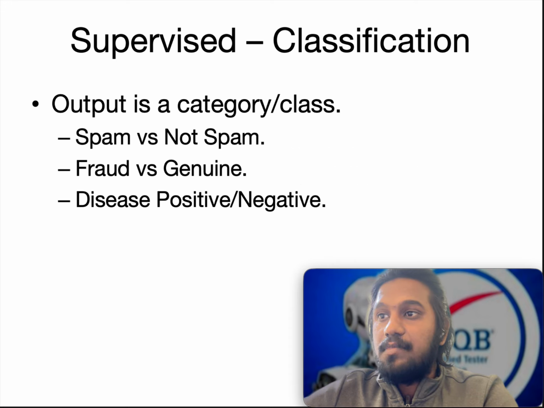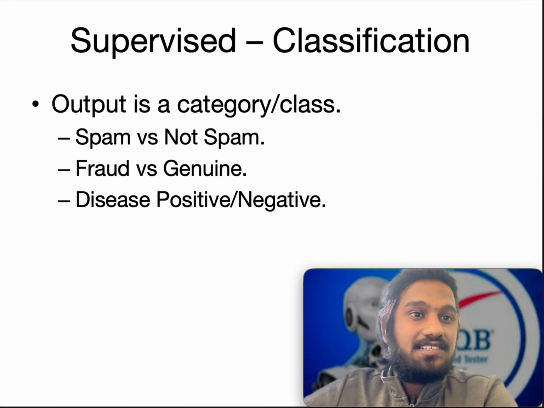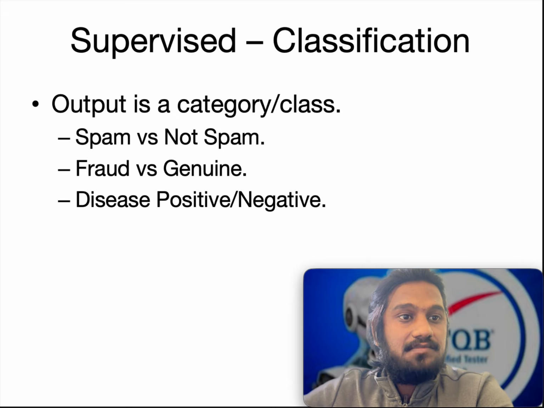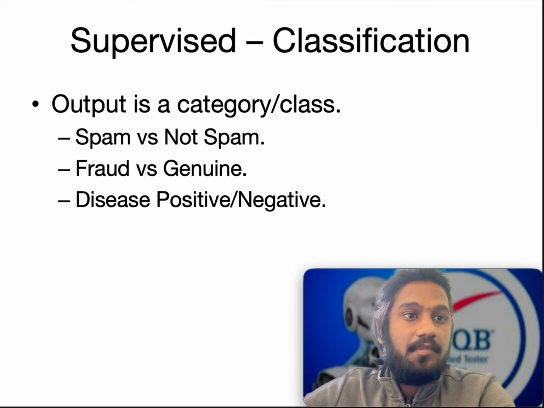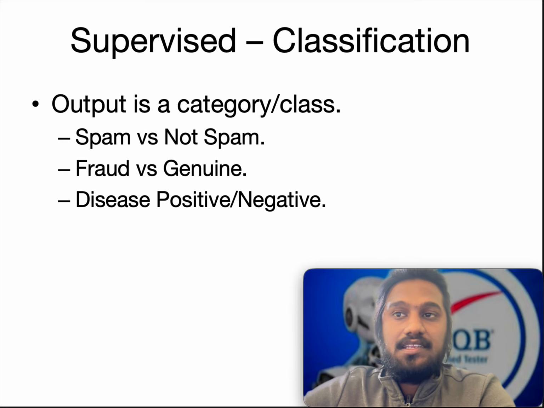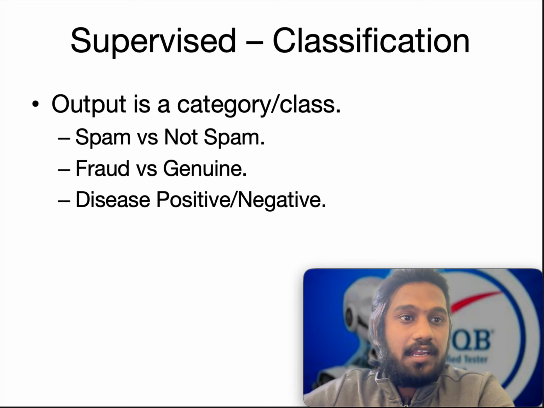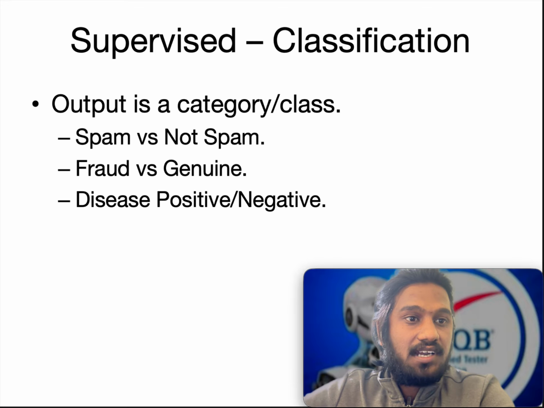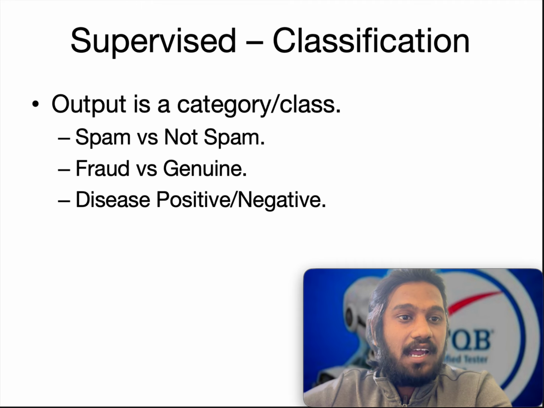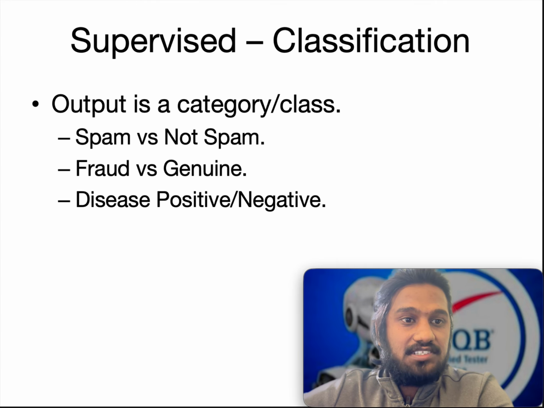Now let's understand classification. Classification means the output is a category, for example whether it is spam or not spam, whether it is fraud or genuine, or if we consider a disease, whether it is positive or negative. So the output belongs to a fixed class. So remember this: if the output is categorical, then it is classification.